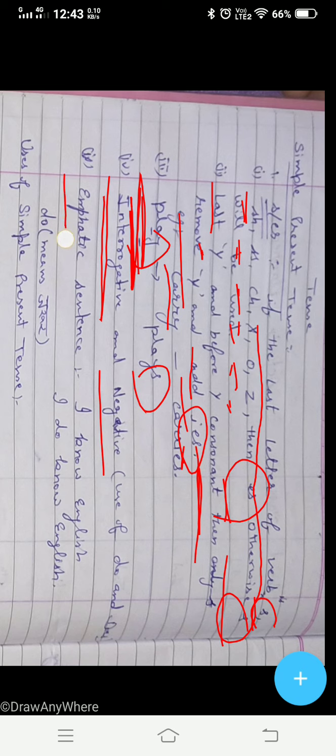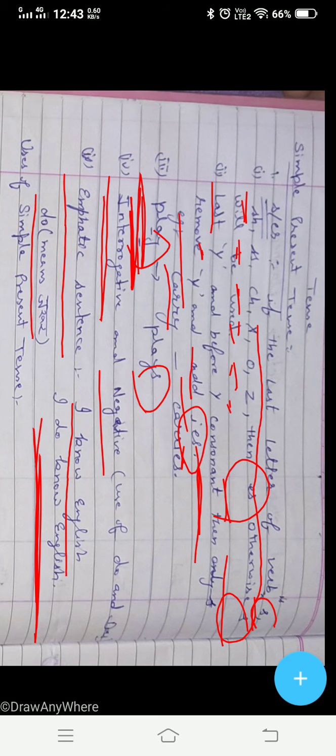Clear? Then emphatic sentences. Simply we write, I know English. If I want to make it an emphatic sentence, emphatic means जोर देना किसी बात पर. मैं जानता हूँ. I do know English. Clear? So emphatic sentences बनाने के लिए भी हम do का प्रयोग करते हैं. Do means ज़रूर.